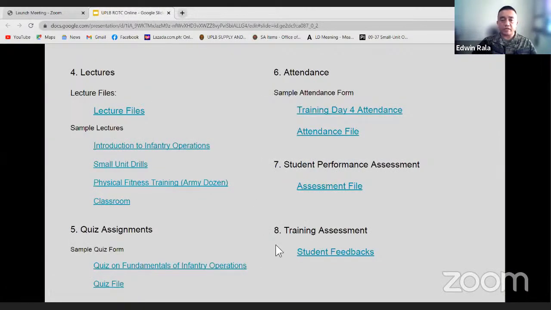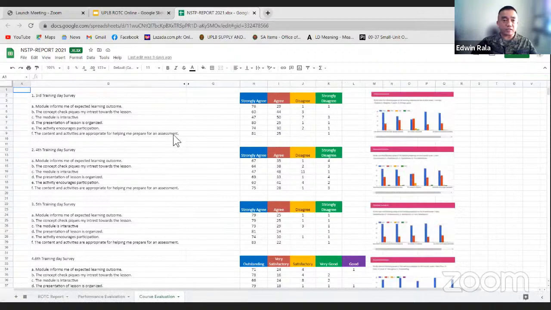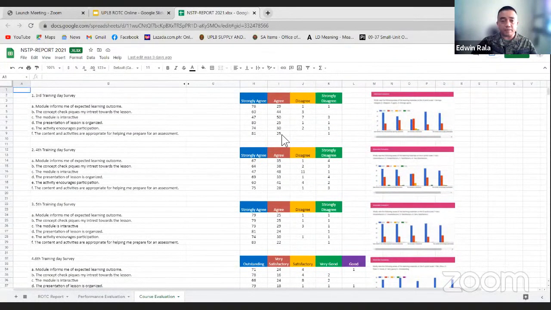Assessment file. Then, as mentioned earlier, meron tayong student feedback na ginagawa natin doon sa assignment. Ito, some of the feedbacks, kasi hindi lahat nalagyan namin, lima o anim lang to example. Unahin muna natin, ano ba yung question? Does the module inform me of expected learning? The concept check piques my interest towards the lesson. The module is interactive. The presentation of lesson is organized. The activity encourages participation and the content and activities are appropriate for helping me prepare for an assessment. Pare-pareho siya.